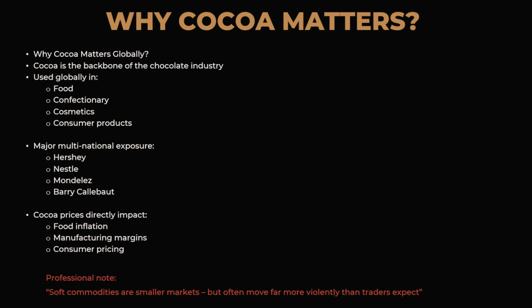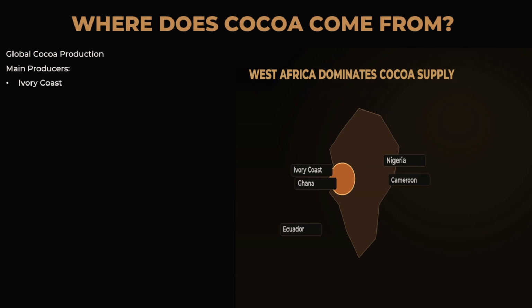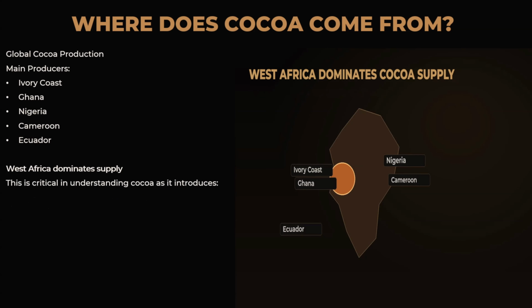Now, from a trader's perspective, this is where things start to become extremely interesting. Because unlike highly liquid index markets, soft commodities like cocoa are much smaller structurally, which means when supply disruption occurs, prices can move far more violently than traders expect. To truly understand why cocoa can become so volatile, you have to first understand where the world's cocoa actually comes from. Cocoa comes from the West African region. The main producers are Ivory Coast, Ghana, Nigeria, Cameroon, Ecuador. West Africa dominates supply. This is critical in understanding cocoa as it introduces weather, political instability, labor issues, export disruptions.